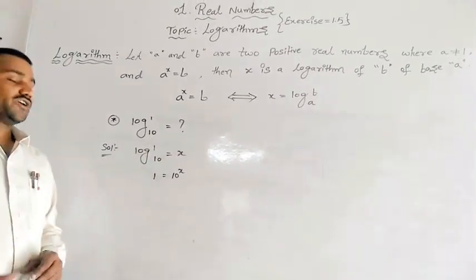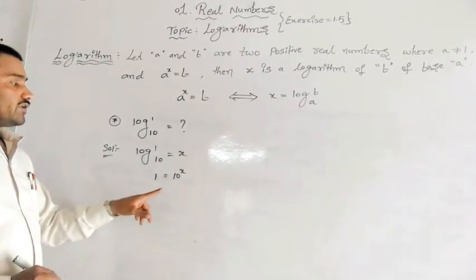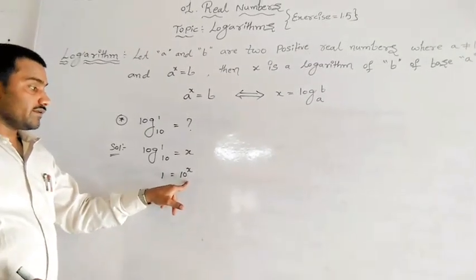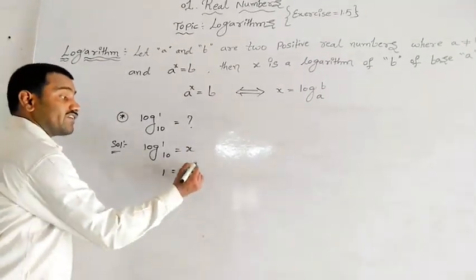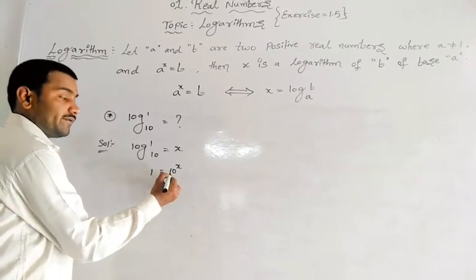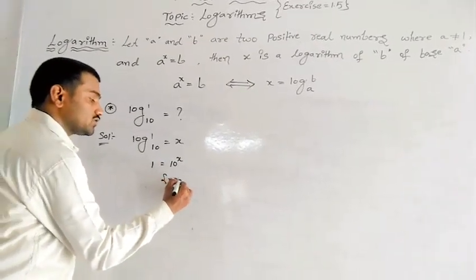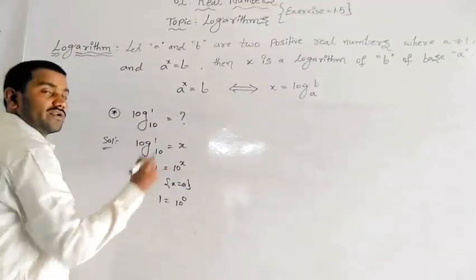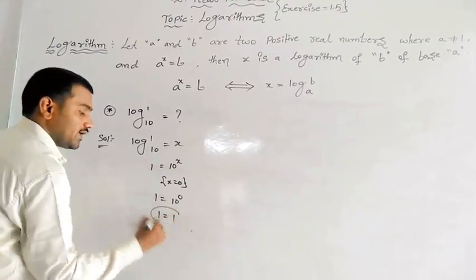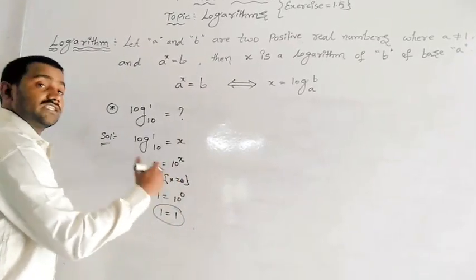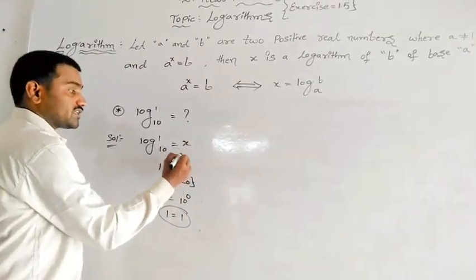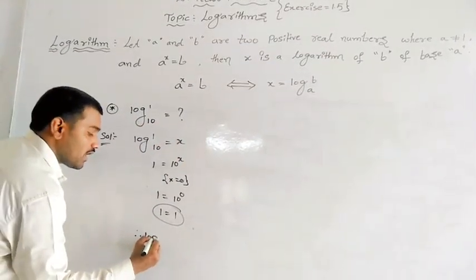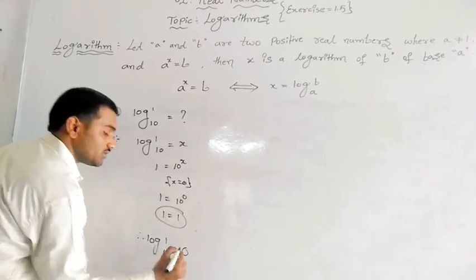So just observe here. 1 cannot be converted as base 10, but 10 to the power of x. At what value of x does it equal 1? Exactly, when x equals 0, then 1 equals 10 to the power of 0. If you raise 10 to the power of 0, that equals 1. Hence x equals 0. At x equal to 0, log 1 base 10 equals 0. Simple.